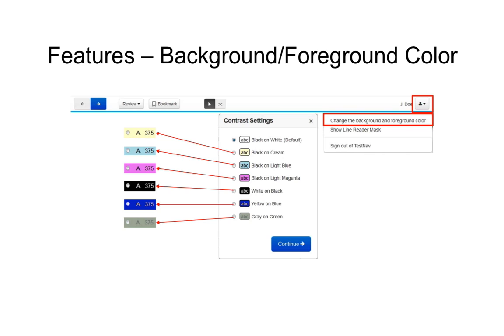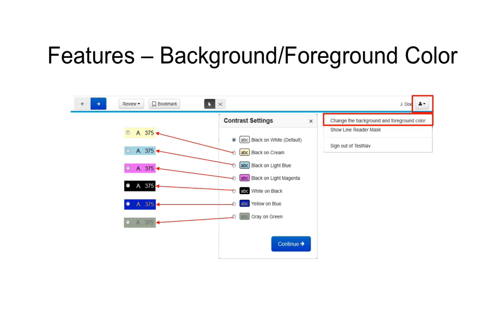An optional feature that can be used is the background-foreground color, also known as color contrast settings. The menu of options for color contrast can be found by clicking on the button to the right of the student name in the menu bar and then clicking on Change the background and foreground color. When the menu appears, a student can select from any of the choices shown. Once the selection has been made, clicking the X in the upper right corner of the contrast settings list will close it.